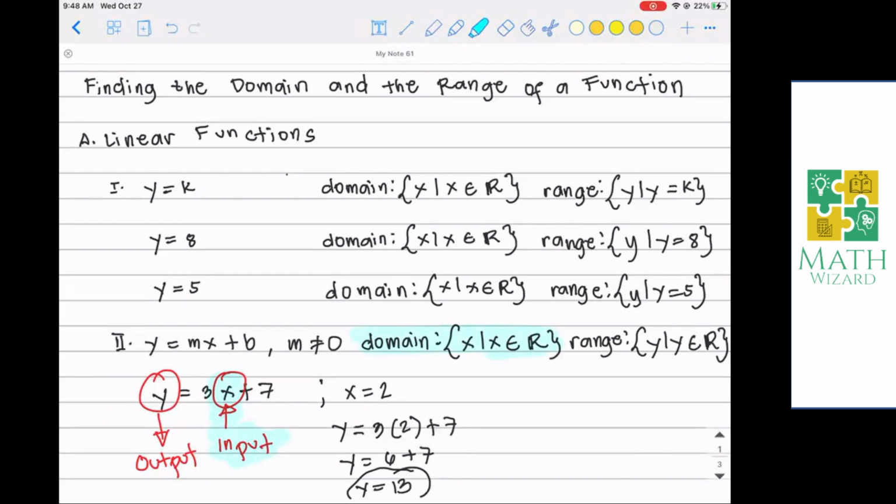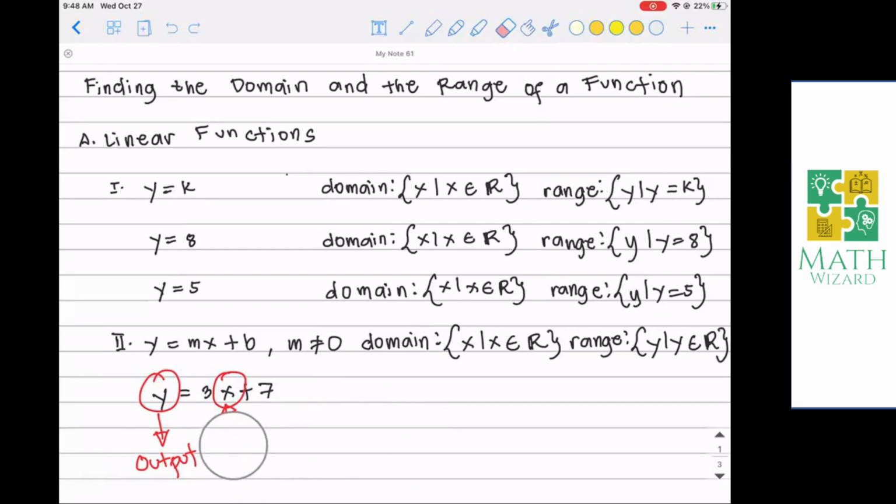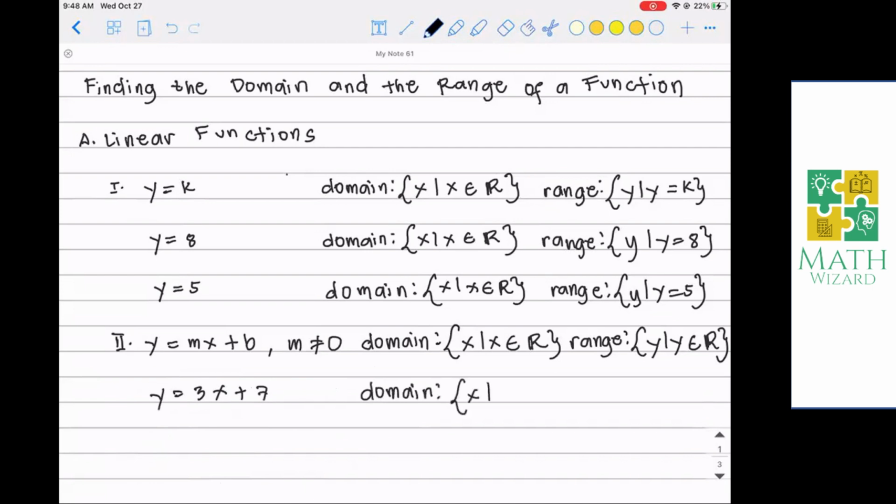Erase ko lang to. Yeah. So that is why, rewrite ko lang, y is equal to 3x plus 7. Therefore, ang ating domain, dahil in the format siya ng y is equal to mx plus b, ang ating domain ay x such that x is the set of all the real numbers.